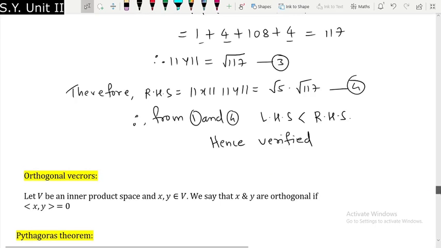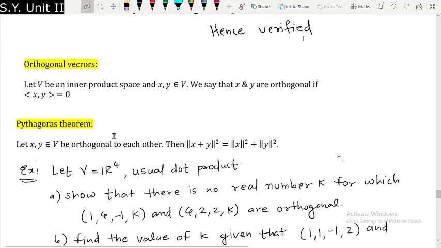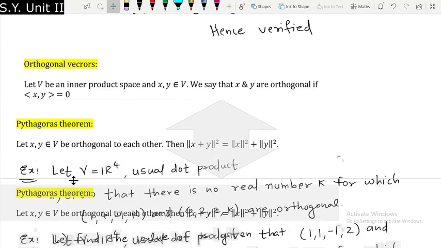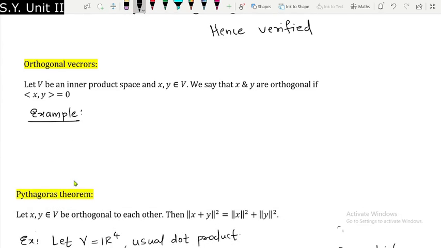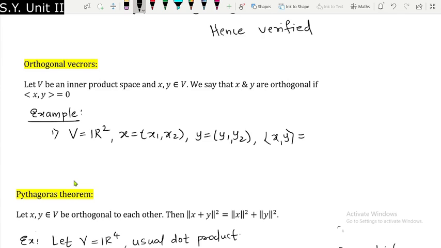Now next is the definition of orthogonal vectors. In an inner product space, we say that two vectors are orthogonal if their inner product is zero. If I want to give an example of orthogonal vectors, let me consider the inner product space R2, where x is equal to (x1, x2) and y is equal to (y1, y2), and my inner product is the usual dot product. So the inner product of x with y is equal to x1 y1 plus x2 y2.